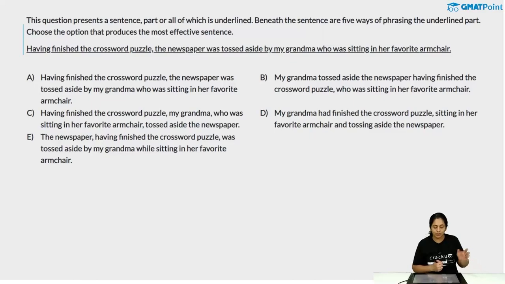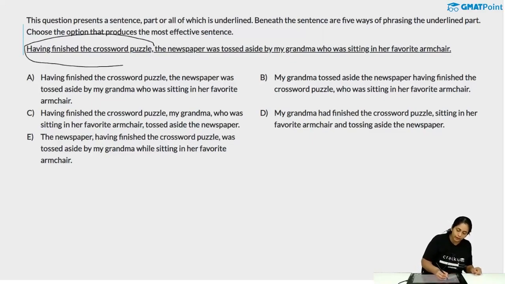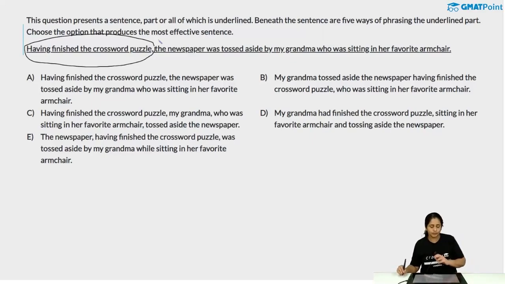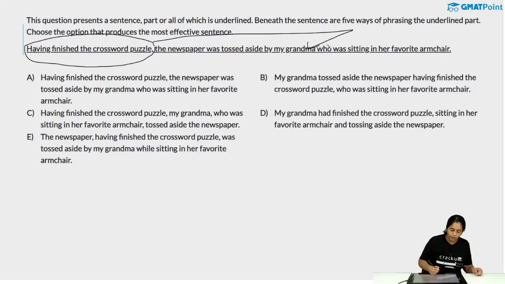Having finished the crossword puzzle, the newspaper was tossed aside by my grandma, who was sitting in her favorite armchair. Now, essentially, what is one of the phrases that is modifying? Having finished the crossword puzzle. So, who is this modifying? Who has finished the crossword puzzle? Grandma has finished the crossword puzzle. So, this is a modifier which is acting on the object grandma, which is over here. So, it has to be close to the object that it is modifying, which is grandma over here.